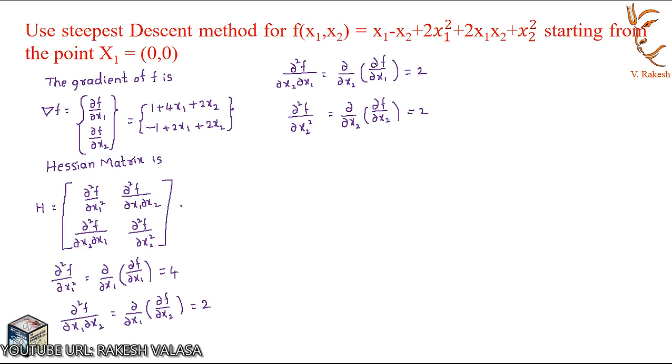Okay, now write the values in the Hessian matrix, that is dou square f by dou x1 square, that is 4. Dou square f by dou x1 dou x2 is 2. Dou square f by dou x2 dou x1, that is 2. Dou square f by dou x2 square, that is also 2. This is the Hessian matrix. Let us move to the iteration 1.